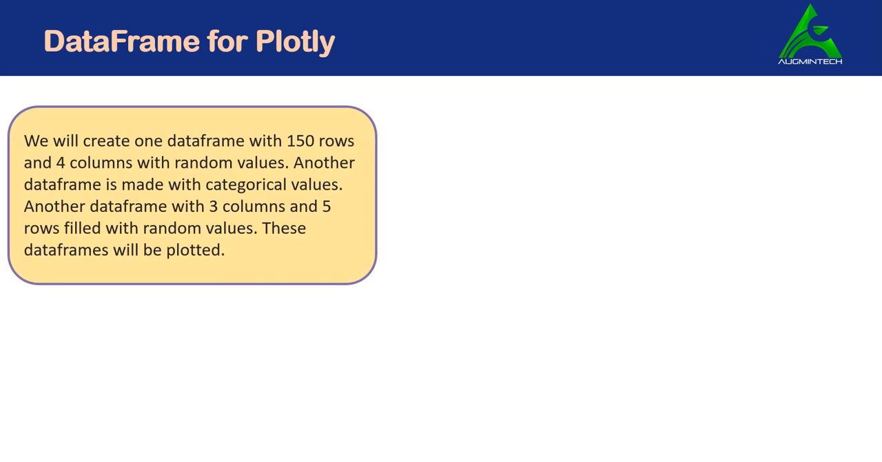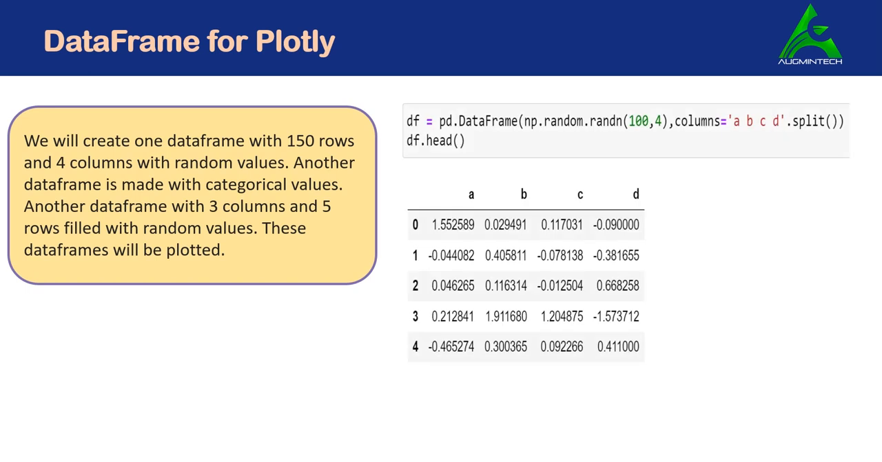Now let's see how to create a data frame for Plotly. We will create one data frame, let's say with 150 rows and 4 columns with some random values. Another data frame is made with categorical values, with 3 columns and 5 rows filled with random values. And then we will use these data frames for plotting. So here we say df equals pd.DataFrame and then np.random.randn(100, 4), and then columns equals ABCD. Here you can pass even 150 as mentioned, 150 rows and then 4 columns.